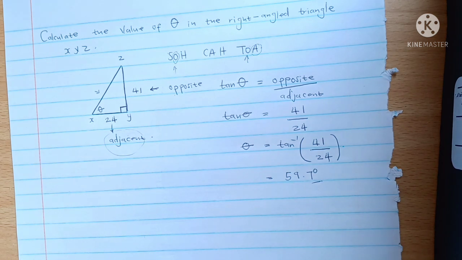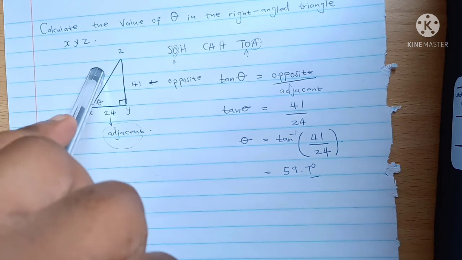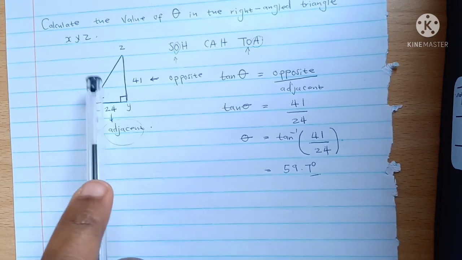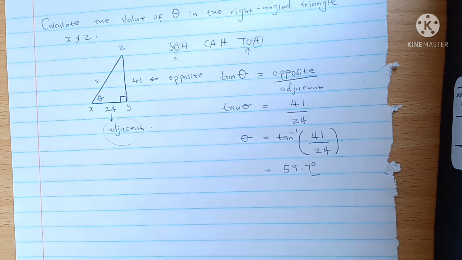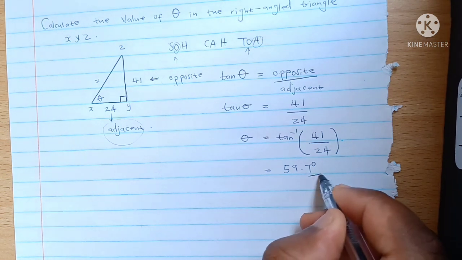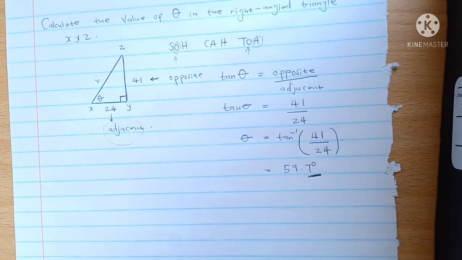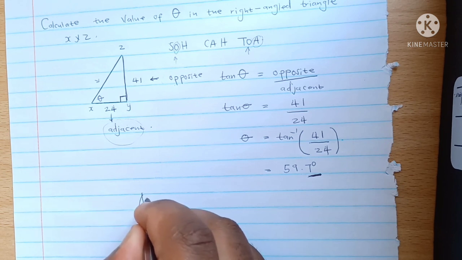Now, guys, this is just something that you can do for yourself, because I feel like this video is going to be too long. Find this side, and when you have it, I want you to use opposite over hypotenuse and see if you still get this answer, right?